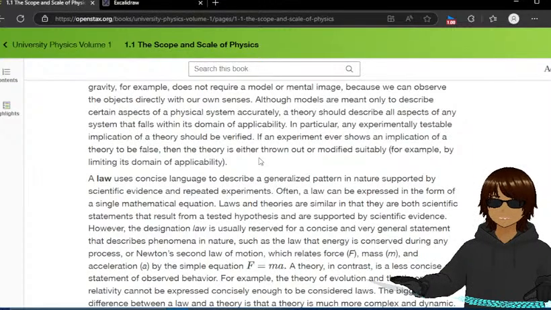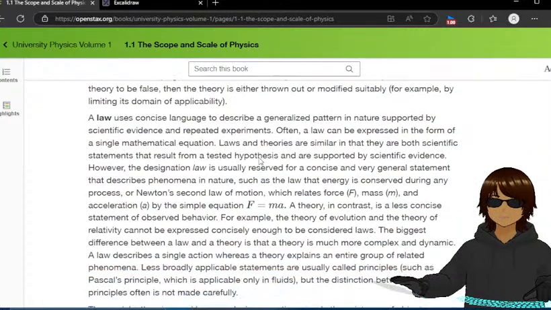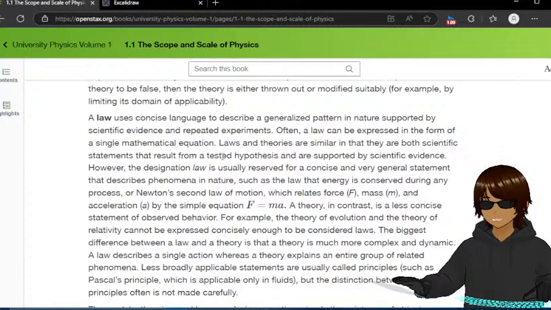What about Newton's laws? Why not Newton's theories? Often a law can be expressed in a form of a single mathematical equation. Laws and theories are similar in that they are both scientific statements that result from a tested hypothesis and are supported by scientific evidence. However, the designation law is usually reserved for a concise and very general statement that describes phenomena in nature, such as the law that energy is conserved during a process or Newton's second law of motion, which relates force and mass. Okay, so law is more general and theory is very specific. That's what I'm guessing.